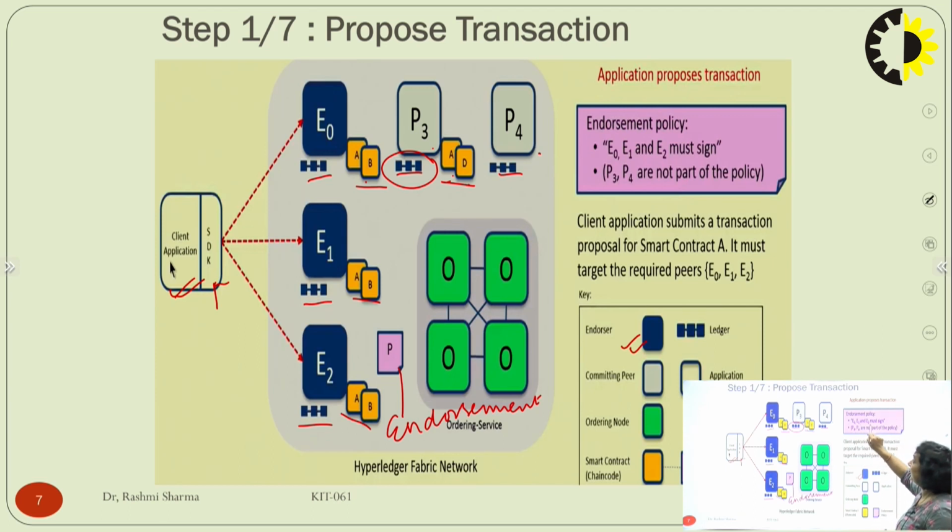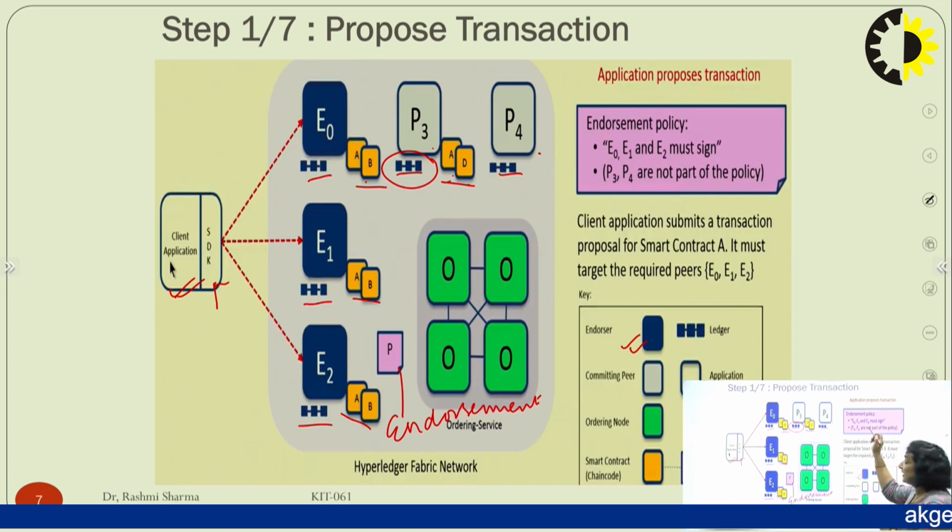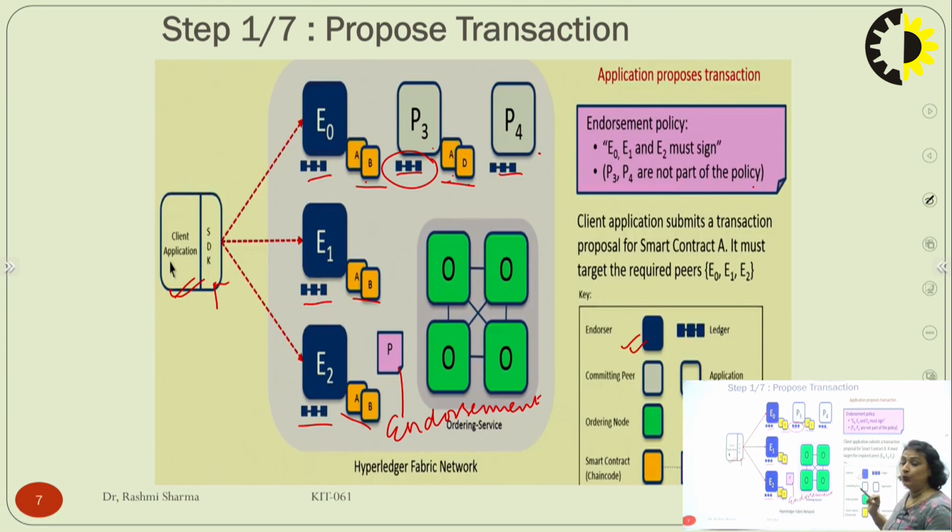First one is E0, E1, E2 must sign the transaction. It means whenever this particular transaction is being committed, I require a response from each and every endorsing peer. Because E0, E1, E2, I have 3 endorsement peers, all these nodes should reply or sign that particular document. Signing is, I think, us validating that this is a valid user. Then the second is P3, P4 are not part of the policy. These are committers, so they are not a part of our policies.